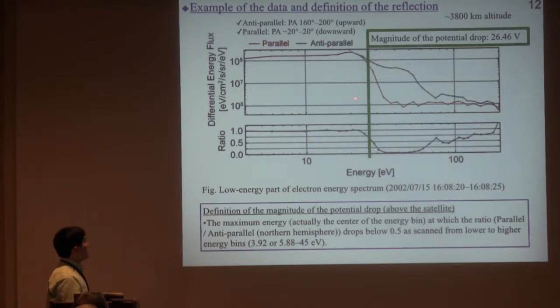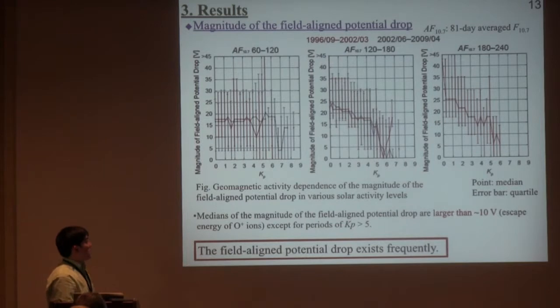We defined the magnitude of the potential drop using the ratio between the upward and downward energy spectra in the loss cone. This is a ratio between upgoing and downgoing. The maximum energy at which the ratio drops below 0.5 as scanned from lower to higher energy beams, in this case, was defined as 26 volt. This is the result.